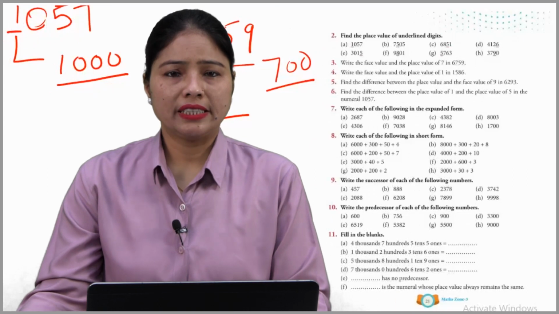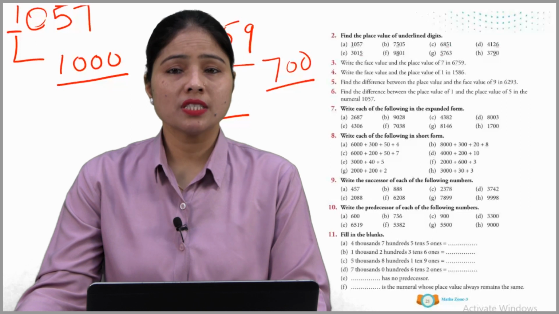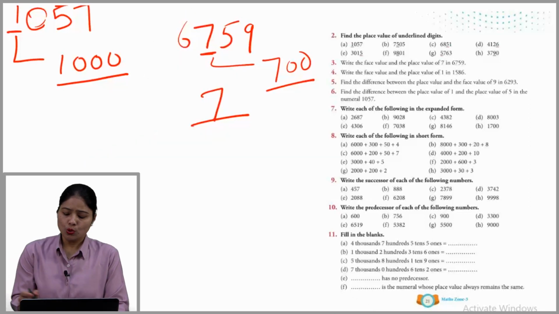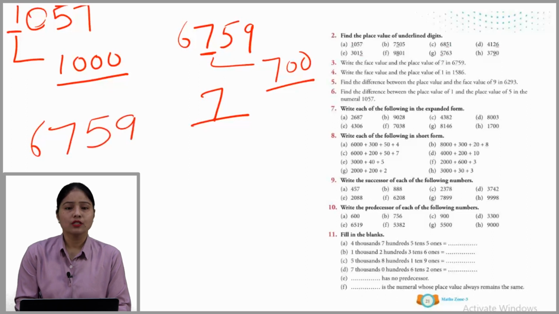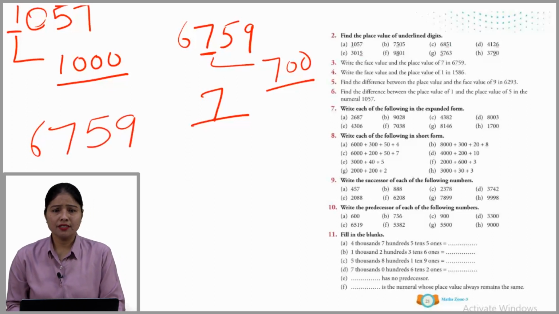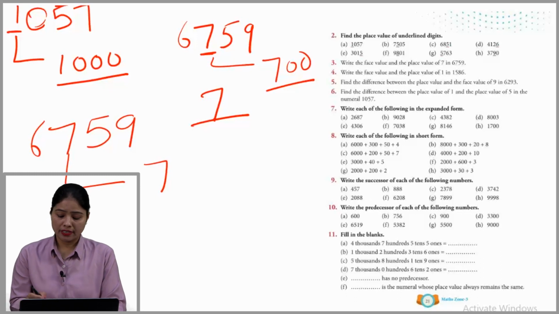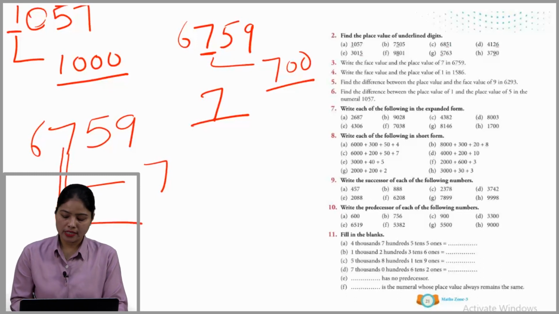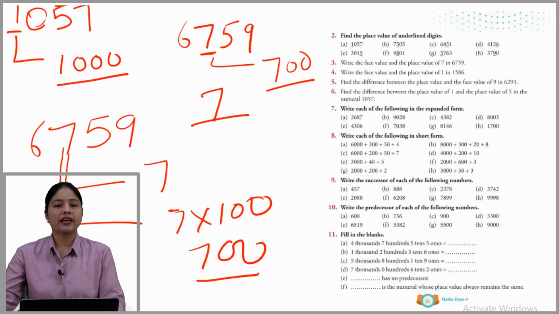Okay. Question number 3. Write the face value and the place value of 7 in 6759. So here they are asking the face value of 7. The face value of 7 is 7 itself. And the place value of 7 is 7 into 100, which is 700. Okay, so this is how you have to find out the face value and the place value.